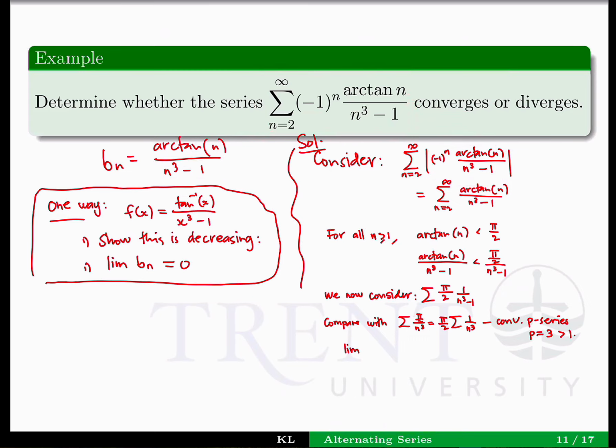Then we take the limit. We take the limit of what? Pi over 2 over n cubed minus 1 times n cubed over pi over 2, and this is equal to 1 as n approaches infinity. So this one here is our an, and this one is our bn. So we are taking the limit of an over bn, and it is equal to 1, which means, by the limit comparison test, the series pi over 2 times 1 over n cubed minus 1 is convergent.